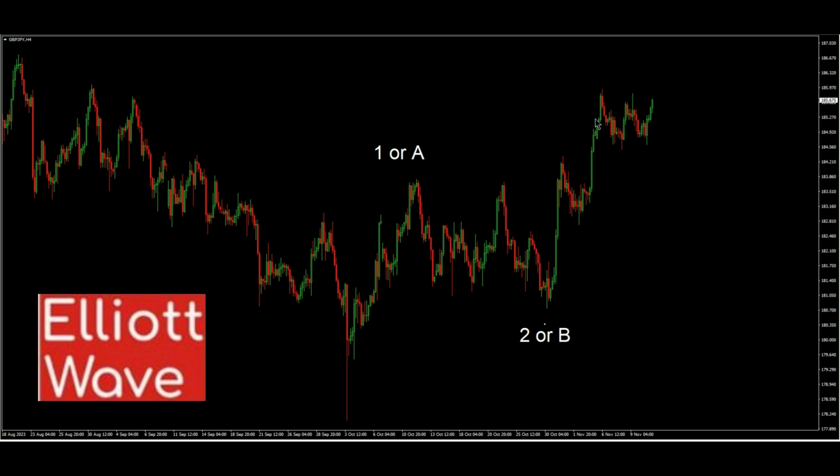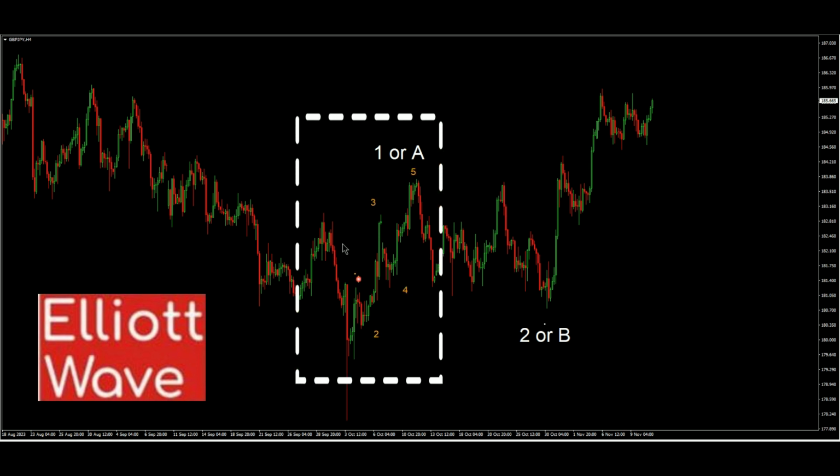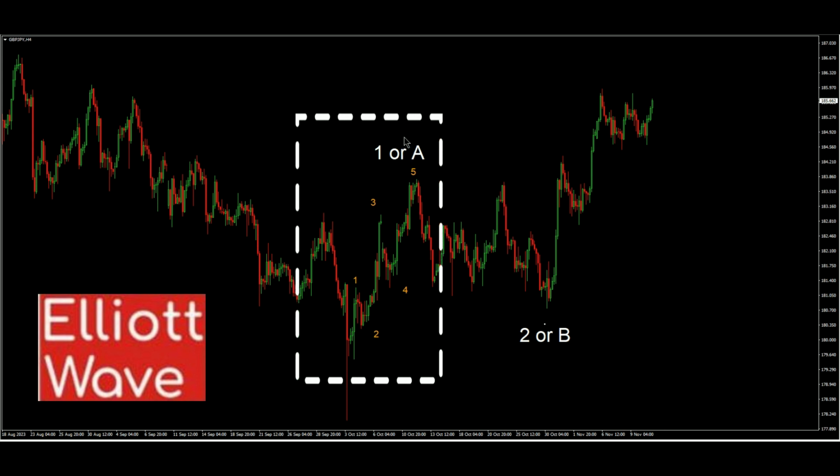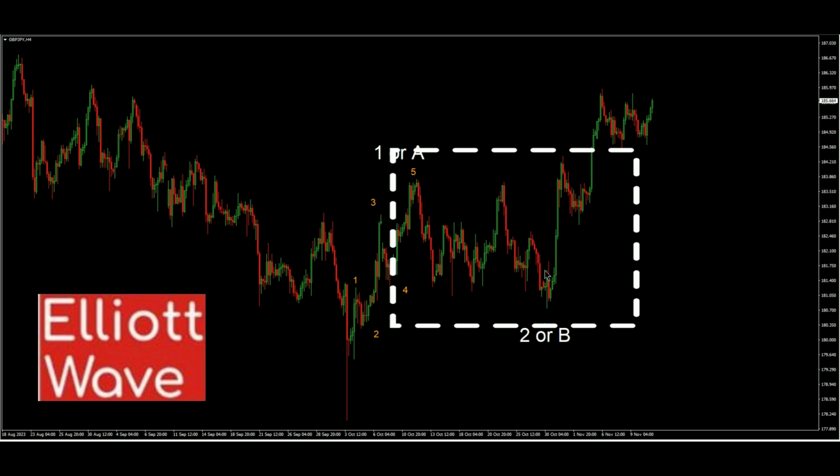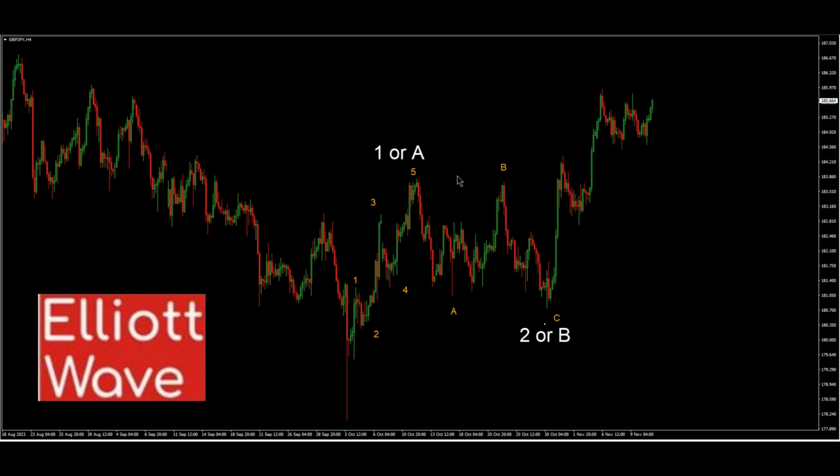And for wave A or 1, we have a 1, 2, 3, 4, 5 wave pattern. This is 1, 2, 3, 4, 5, and it's clear this is A, B, C here. Let's type it. Okay, this is A, B, and C. Okay, let's see what we have in wave 3 or C.